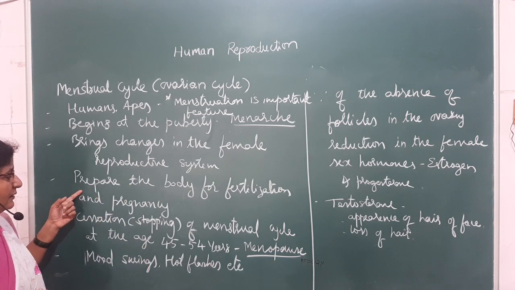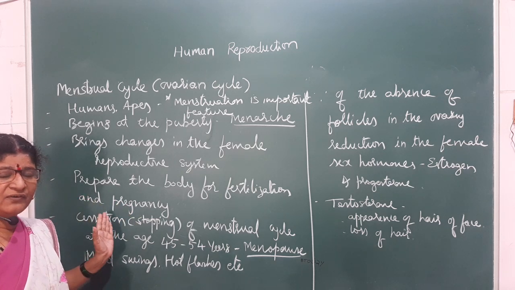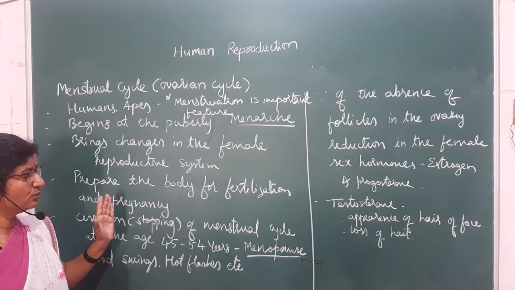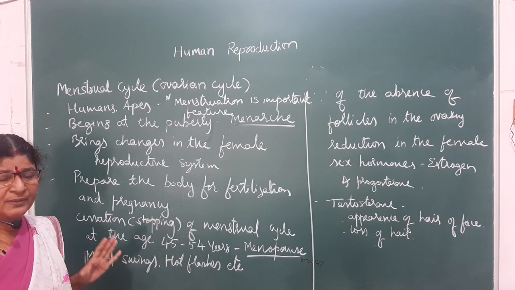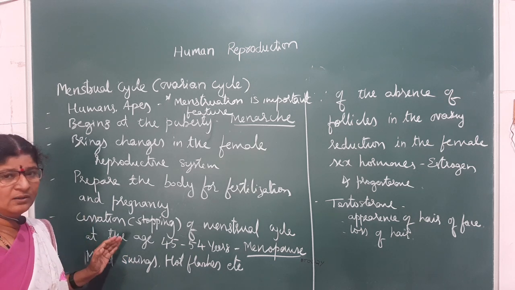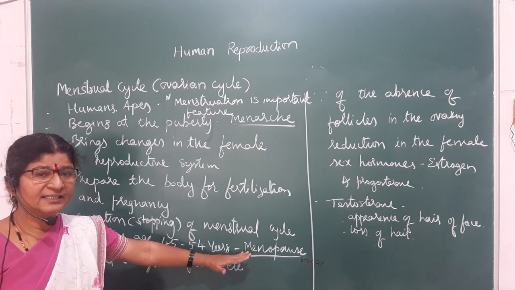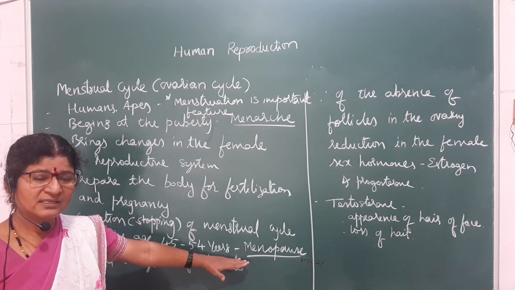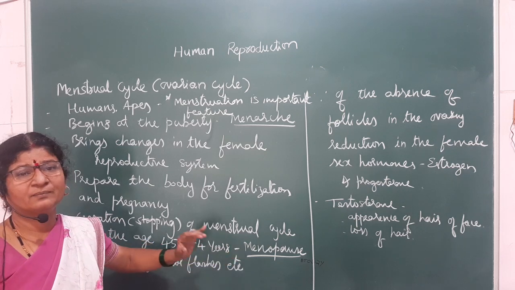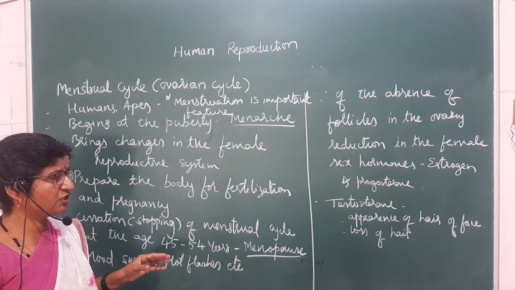And here, after certain years, like 45 to 54 years, the menstrual cycle will stop because of the absence of the follicles in the ovary. The stopping or cessation of the menstrual cycle is called menopause, and this menopause will occur suddenly in some females, and in some it may take place gradually, showing some features.